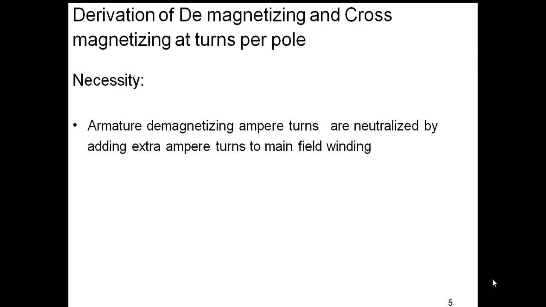Now let us derive the demagnetization and cross magnetization ampere turns per pole. The necessity for this derivation is that armature demagnetization ampere turns are neutralized by adding extra ampere turns to the main field winding. So it is essential to find their number.